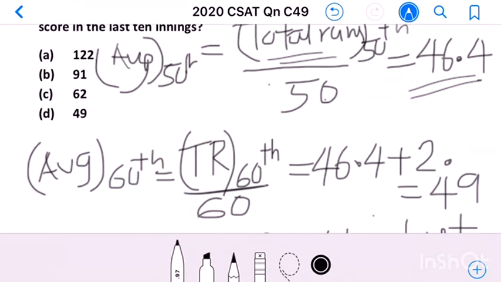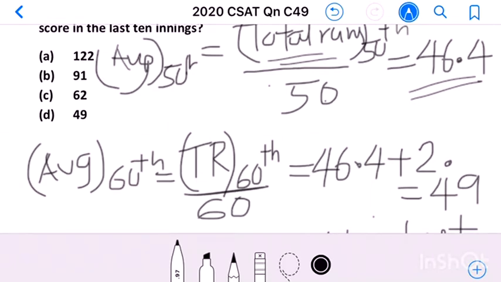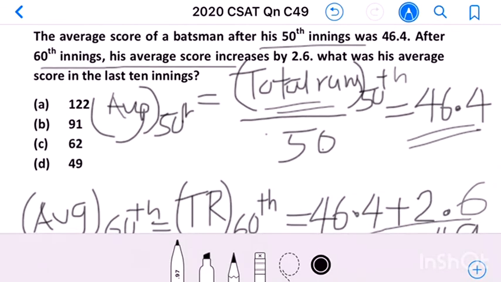Then it is said that after the 60th innings, his average score increased by 2.6. Total runs after 60th innings divided by 60, we get the average score after 60th innings, which is equal to 46.4 plus 2.6, equal to 49. Then it is asked, what was his average score in the last 10 innings? So how do we find the average score in the last 10 innings? Total runs scored in the last 10 innings divided by 10, we get the average score in the last 10 innings.